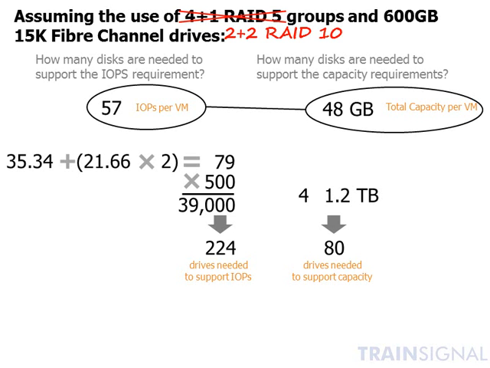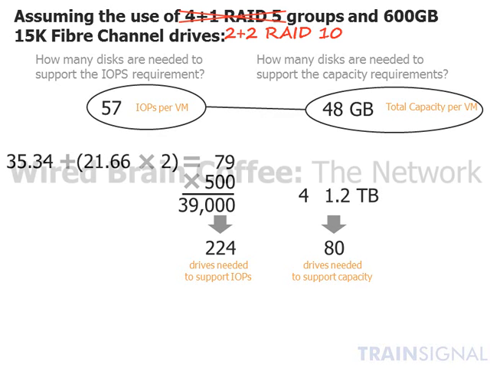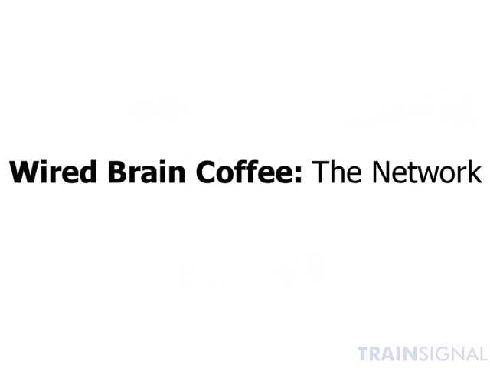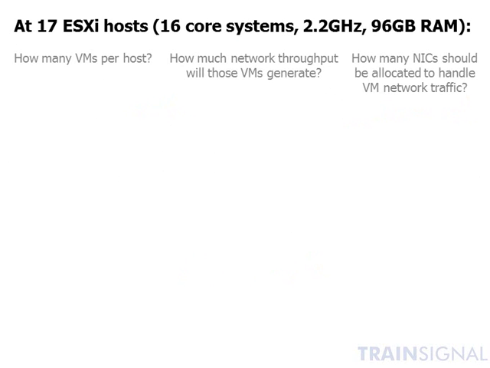Now that we've looked at some storage-specific discussions, let's turn our view to the network. I'd like for us to now turn our attention to the networking side of our scenario. Based on the information that we've seen thus far in calculating through our compute nodes and calculating through our storage, we figured that we would need about 17 ESXi hosts. Those 17 hosts are 16 core systems at 2.2 gigahertz and 96 gigs of RAM.